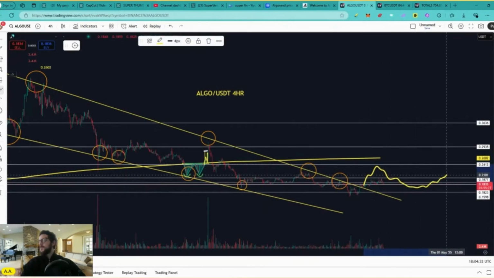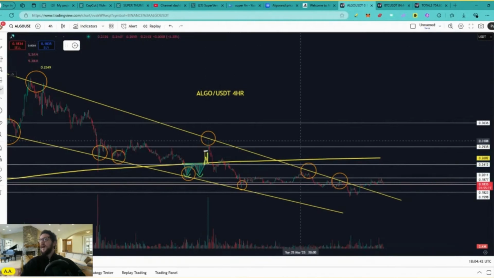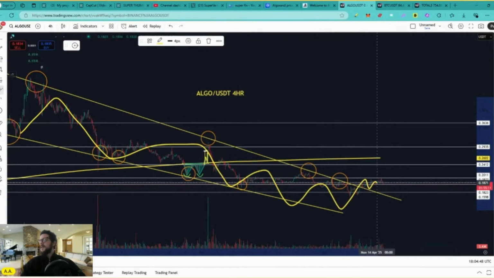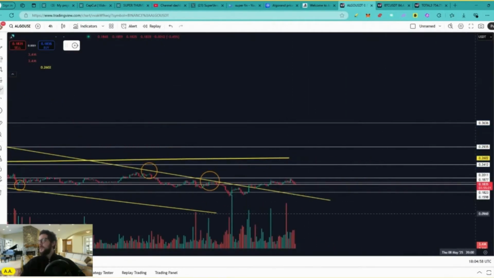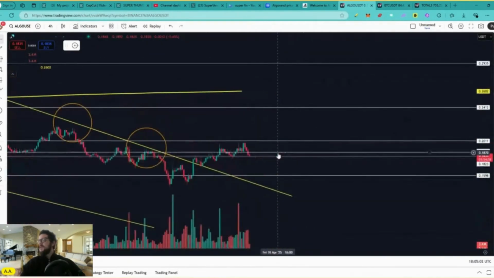and then consolidate a little bit before the next leg higher. But the fact that Algorand has broken out of this huge downtrend and it's currently consolidating is a very bullish sign. This consolidation is very, very bullish.